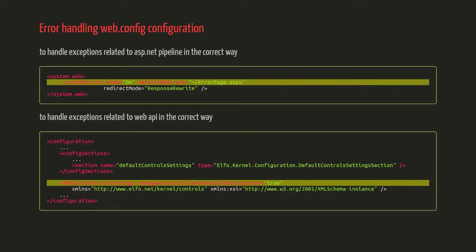In case of Web API, you also have to set manage API controllers unhandled exceptions to true inside the full control settings section. Remember that custom error management on Web API works only if custom errors mode is set to on or remote only, and also if we have API try catch default set in place correctly.